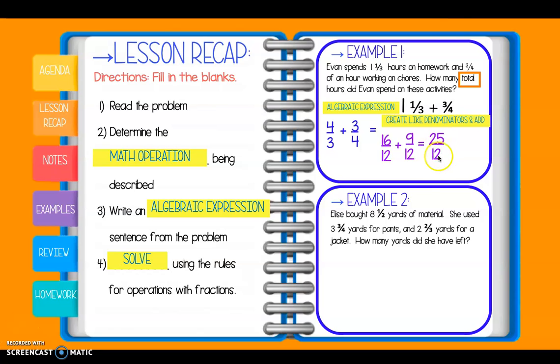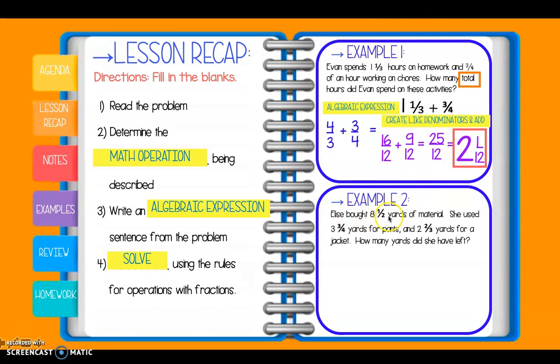Now, we have an improper fraction here, and we need to change that into a mixed number. 12 goes into 25 2 times with 1/12 left over. I can't simplify 1/12, so our final answer is 2 1/12. Evan spends 2 1/12 hours on both activities. Okay. All right, number 2.